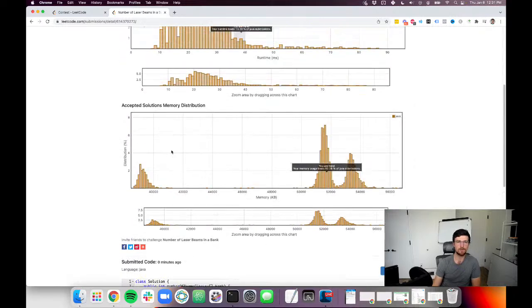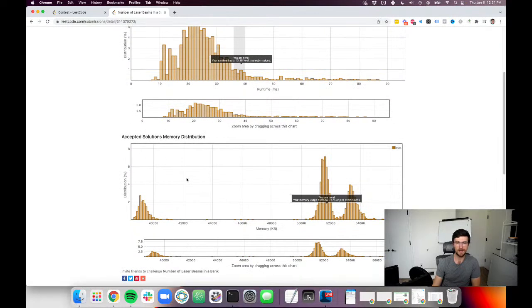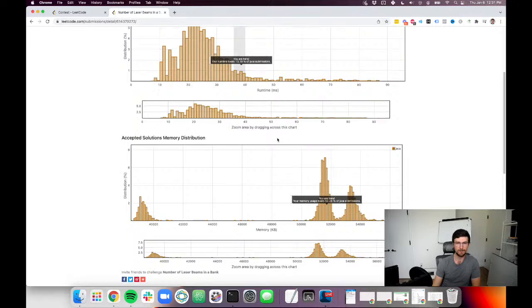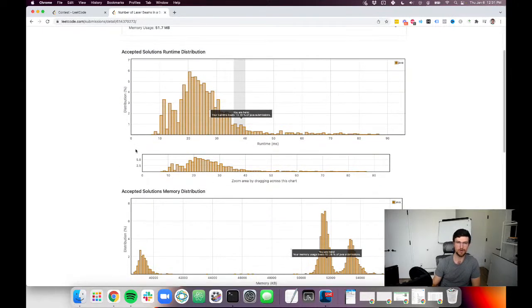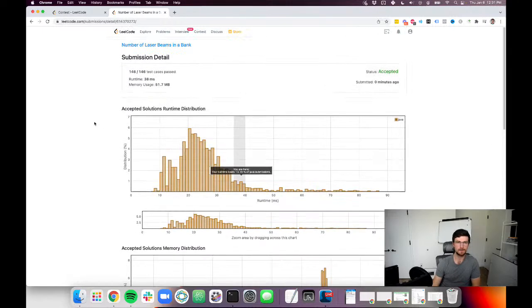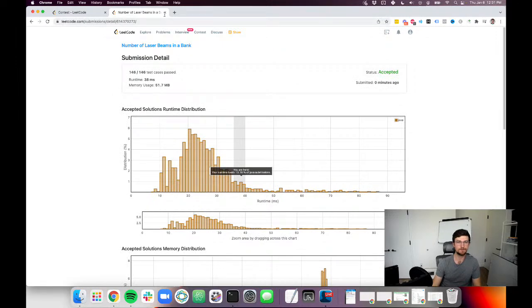Yeah, it's a little slower, but there's a lot of times where I'm like, okay, our space usage is relatively efficient here. I'm not too worried about it as long as it's running efficiently from a time complexity standpoint.